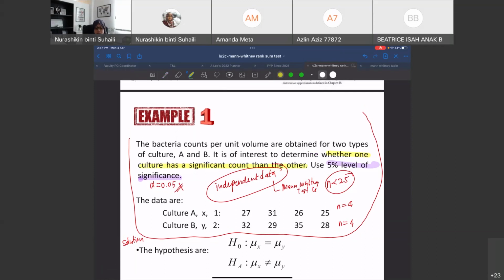So why is this one important? Because this will help you to construct your alternative hypothesis. Remember, you have to set the hypothesis, right? So now let's have a look at the solution.